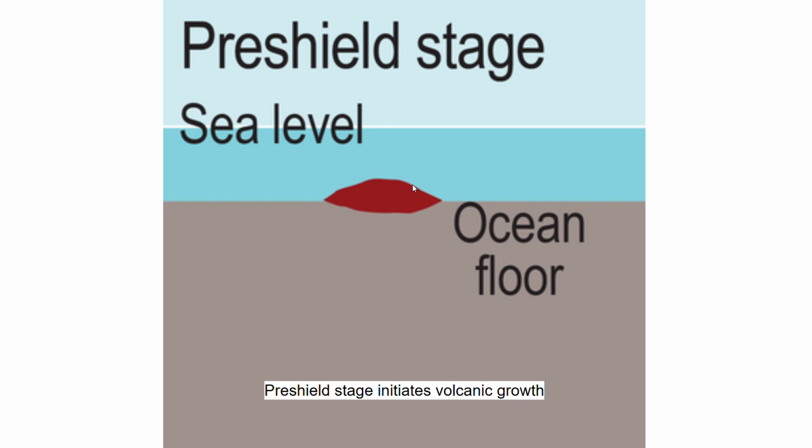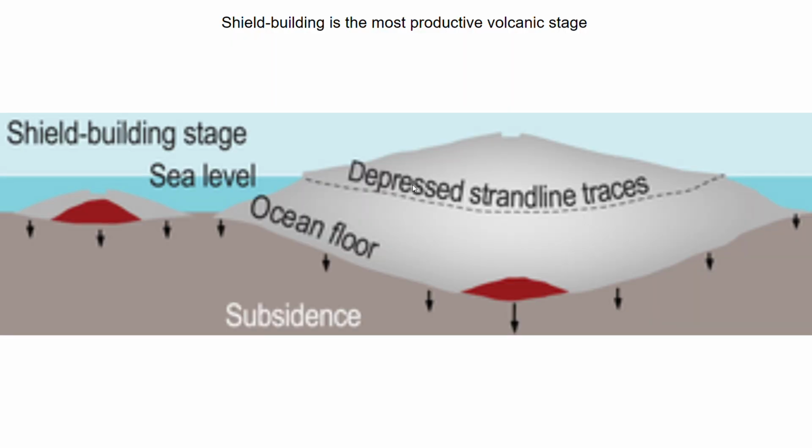The initial stage of volcano growth is the submarine pre-shield stage, characterized by infrequent, small-volume eruptions. The pre-shield stage lasts for perhaps 200,000 years, yet produces only a small portion of the final volume of the volcano. As the volcano grows, the composition of the lava changes, and eruptions become more frequent and voluminous. When the transition is complete, the volcano enters the shield building stage.